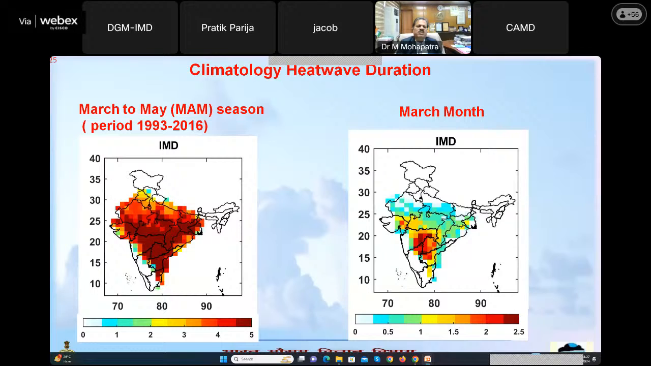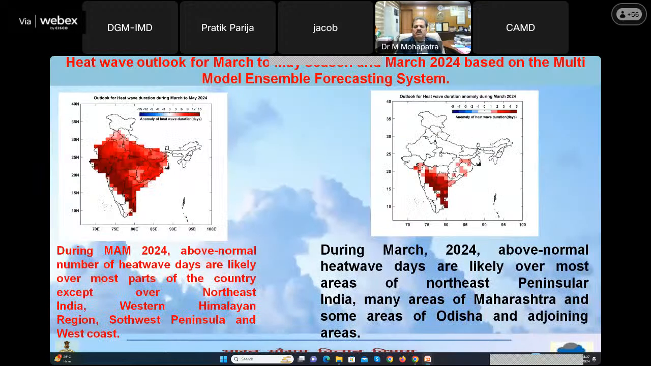Now, if you consider climatologically also, this region we predicted experiences the heat wave conditions. So therefore, this year, what we expect is that yes, certainly there will be a higher than normal number of heat wave days for the specific region as has been indicated in this file. But climatologically, this region also experiences heat wave conditions in the month of March or during the period March to May.